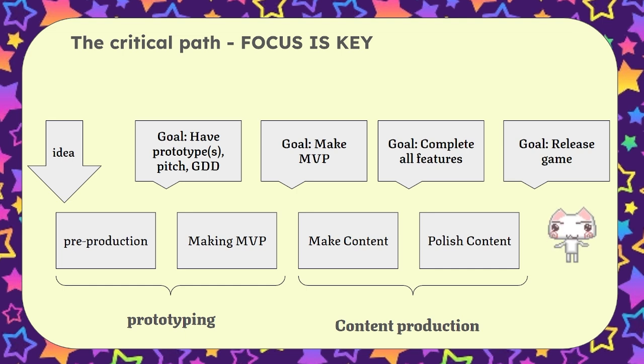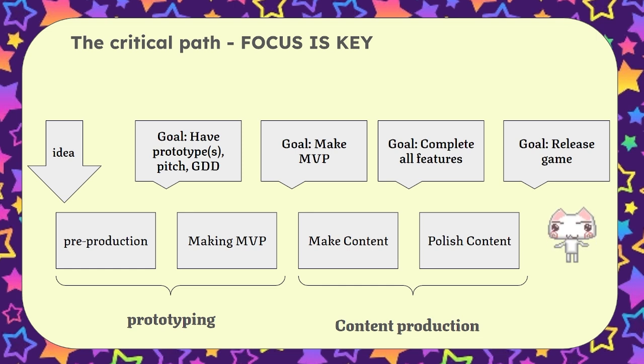It's the minimum you need to communicate every part of your vision. You don't have to have good art. You don't have to have writing or sound or anything. Just prove that it works good enough. And then once you have that, you can move on to another stage that I call content production.